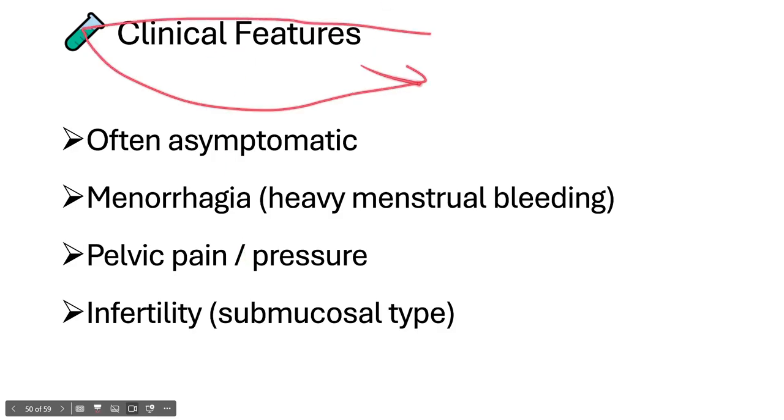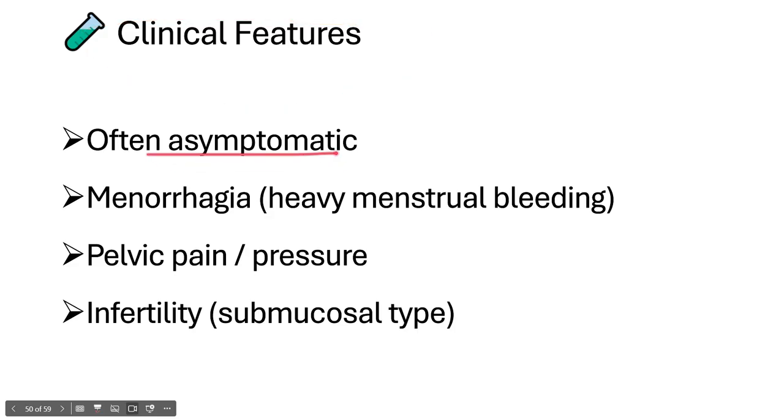When considering the clinical features, often they are asymptomatic. It causes menorrhagia or heavy menstrual bleeding, and they can have pelvic pain or pressure. And if the tumor is submucosal type, then they will have infertility.